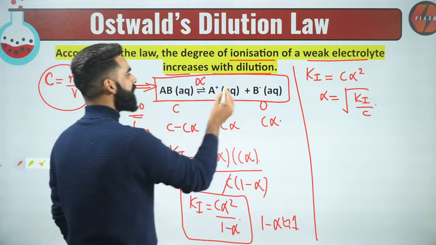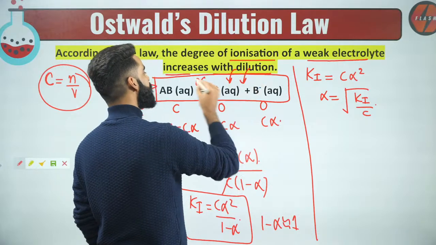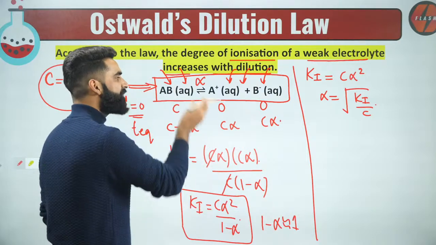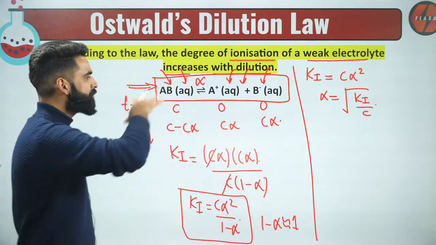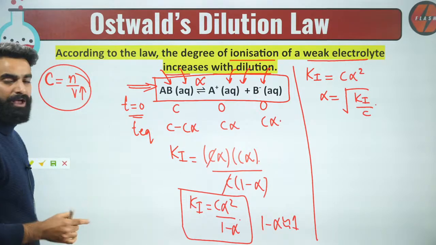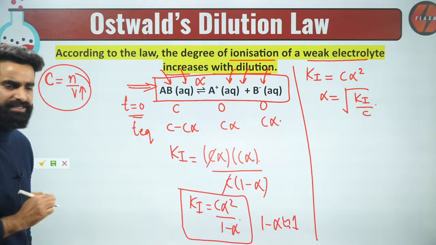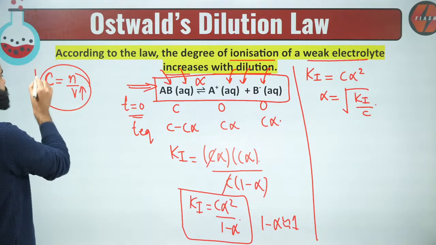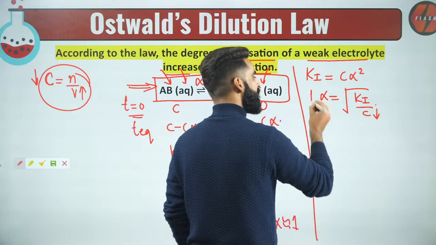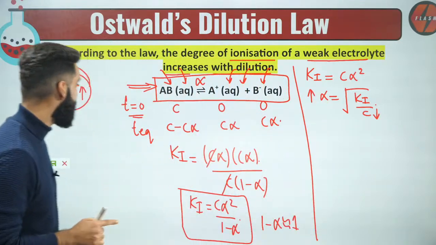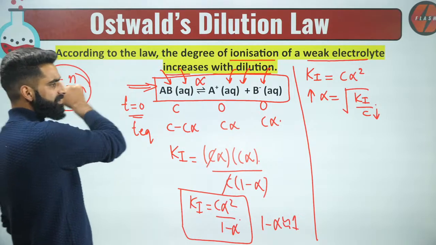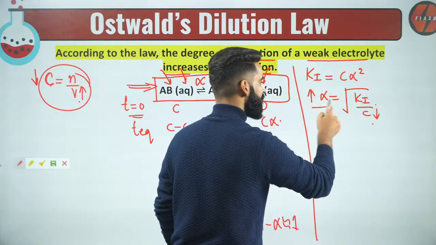Now, people, if I'm adding solvent into it, and in general I'll be using water, what is going to happen to the volume of the system? Can I say volume of the system will be increasing? Yes. On adding some water, volume will increase. If volume increases, can I say concentration will decrease? Yes. Now, people, if concentration decreases, can I say alpha value will increase? So what is happening with the dilution? Volume of the system is increasing, concentration is decreasing, and if concentration is decreasing, alpha value is increasing.